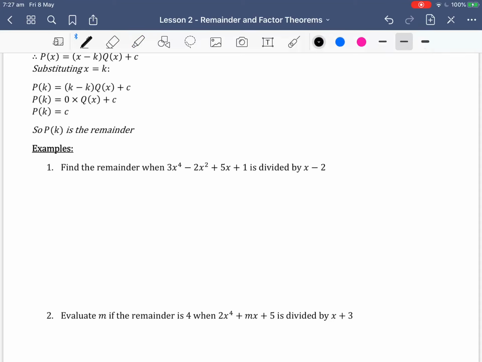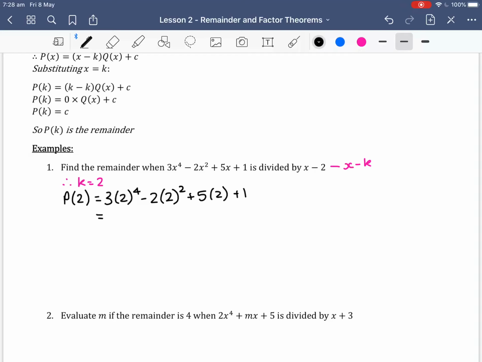Let's have a look at some examples. We want to find the remainder when 3x to the power of 4 minus 2x squared plus 5x plus 1 is divided by x minus 2. So for this x minus 2, this is our x minus k, therefore our k equals 2. So we're going to substitute 2 into our polynomial to find our remainder: 3 times 2 to the power of 4 minus 2 times 2 squared plus 5 times 2 plus 1.